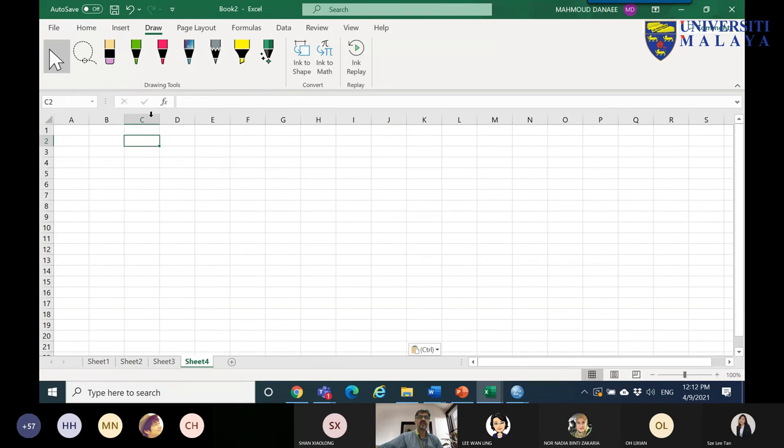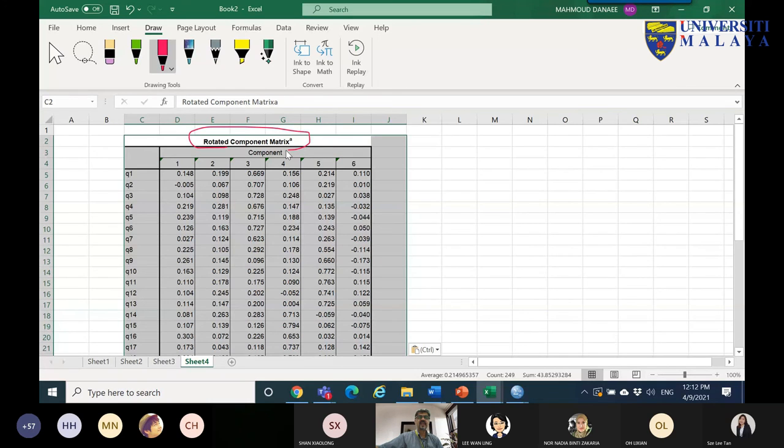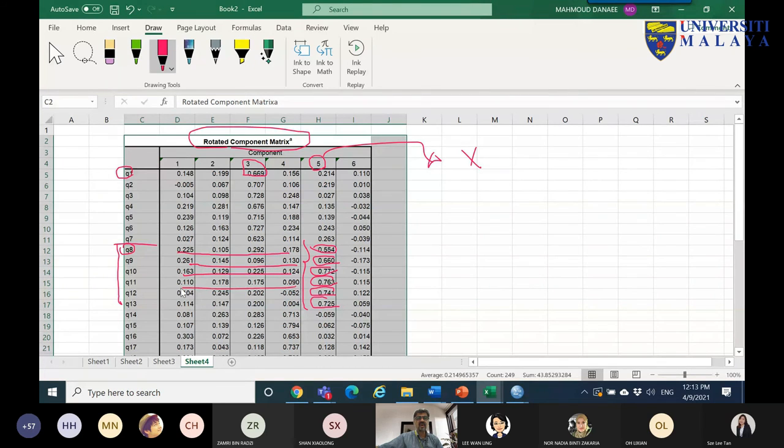After rotation, I just copy the result. So this is called the rotated component matrix. Now, after rotation, which component is the highest loading observed for? For item number eight, the highest loadings are observed for component number five. These items, all from number eight to number 13, have their highest loadings on component five. That's why we can put a name for this component, for example, X. And these items are less correlated with other components. Look at here. The correlations of these items with other components are very small.